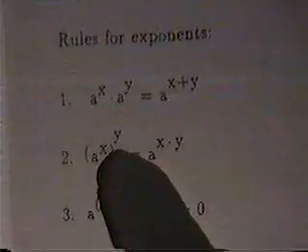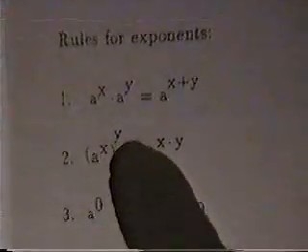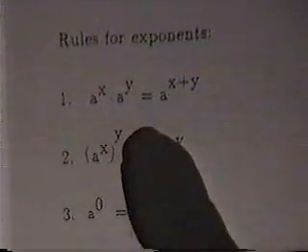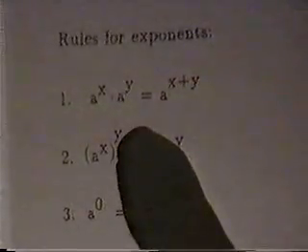When you have A to a power raised to a power, that's when you multiply. So if you have A to the 3rd power to the 4th power, then it's A to the 12th power. You multiply when you have this in parentheses.